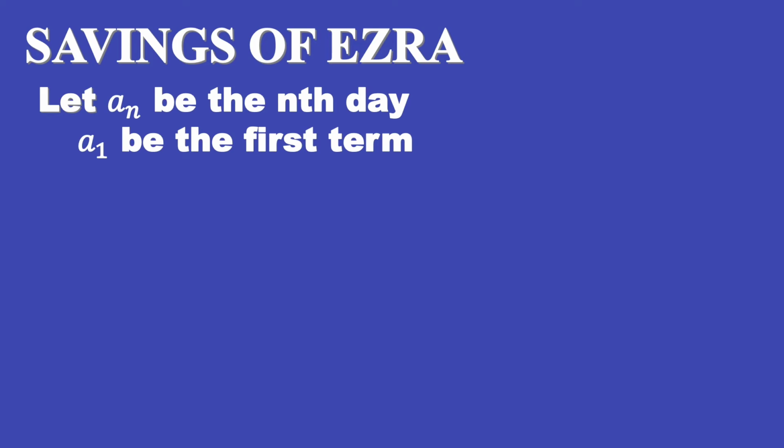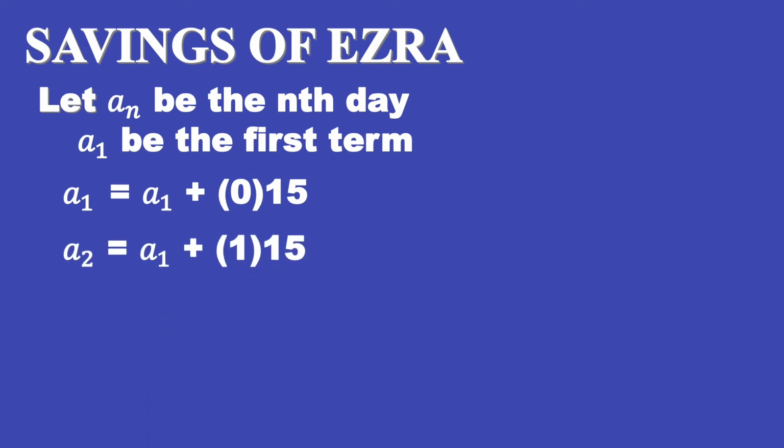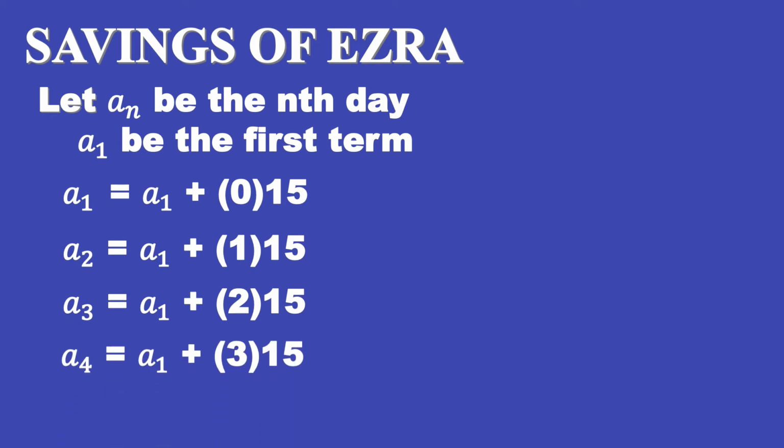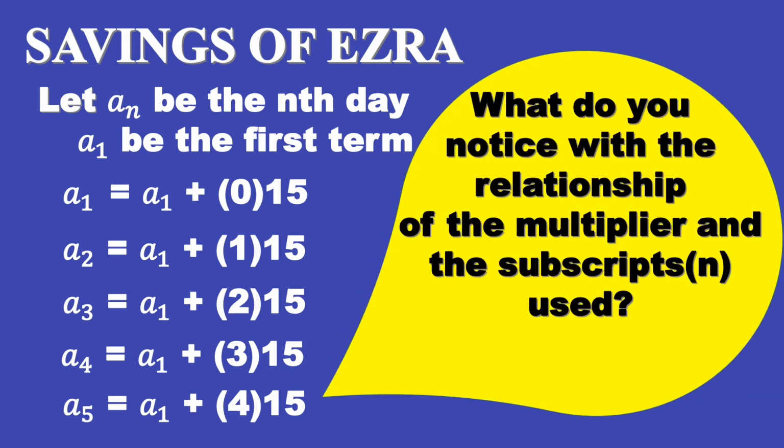Let a sub n be the nth day and a sub 1 be the first term. A sub 1 is equal to a sub 1 plus 0 times 15, since we do not add 15 pesos yet on the initial saving. A sub 2 equals a sub 1 plus 1 times 15, since we add 15 pesos on the second day. A sub 3 is equal to a sub 1 plus 2 times 15. A sub 4 equals a sub 1 plus 3 times 15. And finally, a sub 5 equals a sub 1 plus 4 times 15.